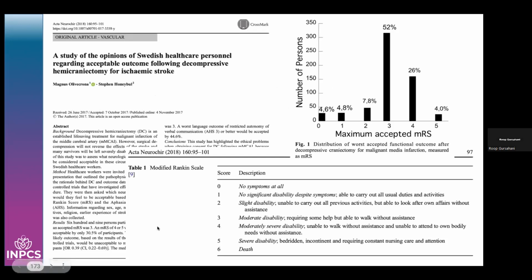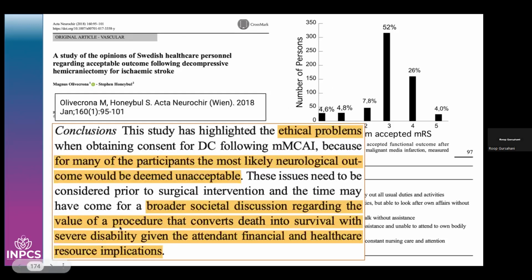So somebody actually took the opinions of Swedish healthcare personnel regarding acceptable outcome for decompressive hemicraniectomy. And nobody was willing to get a hemicraniectomy if they thought that their outcomes would be bad. So there are these ethical problems that for many of the participants, the most likely neurologic outcome would be deemed unacceptable. So we need a broader societal discussion regarding the value of a procedure that converts death into survival with severe disability.